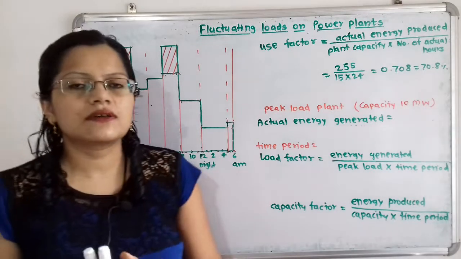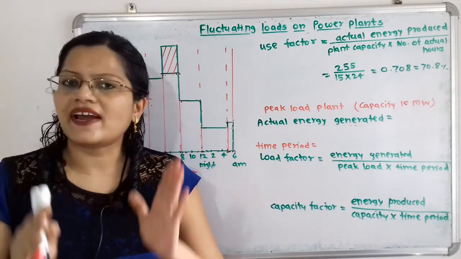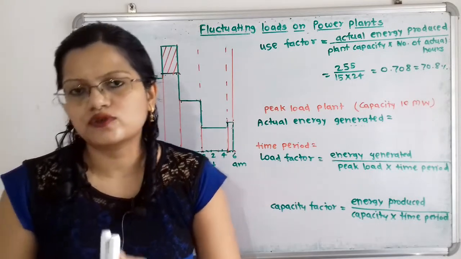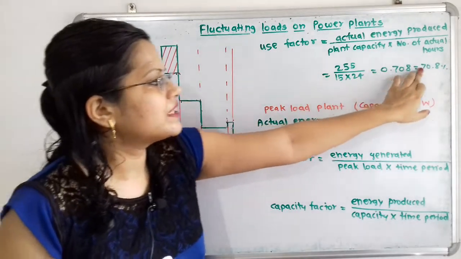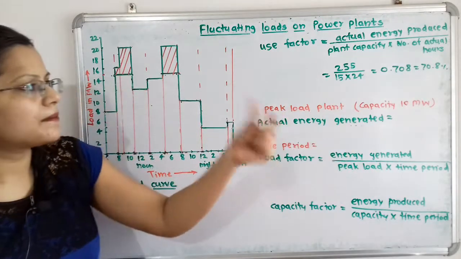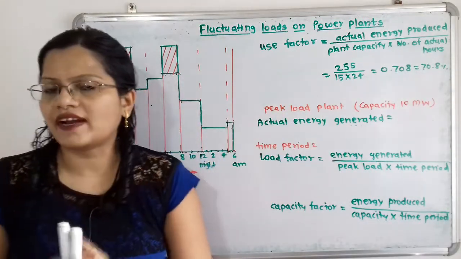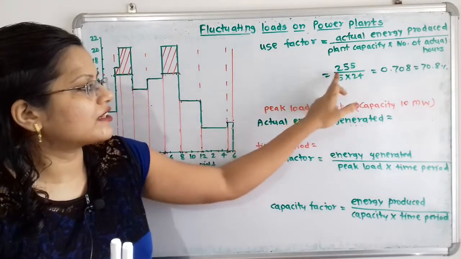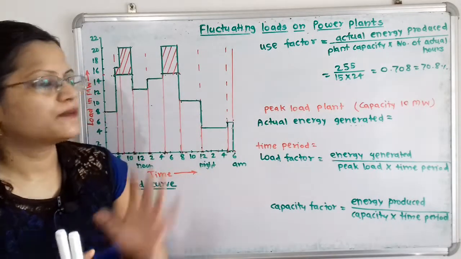So for this base load plant, capacity factor is equal to use factor is equal to load factor. So for all these questions, the answer is the same, that is 70.8%. Here there is a small mistake in the calculation of the capacity factor and load factor, so we have to correct it with 255 megawatt hours energy produced.